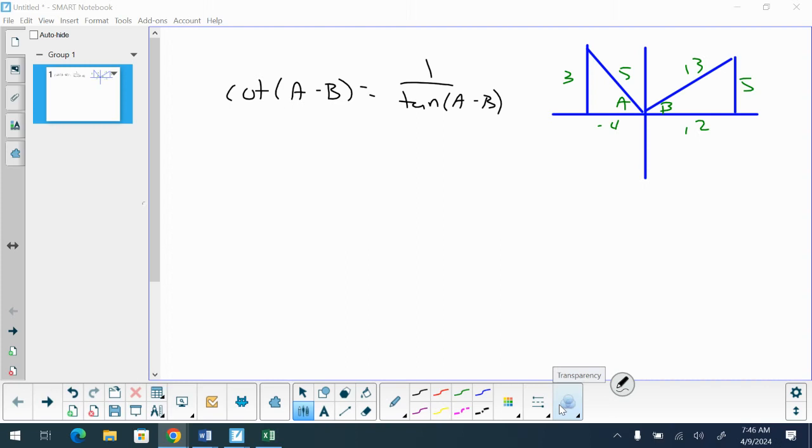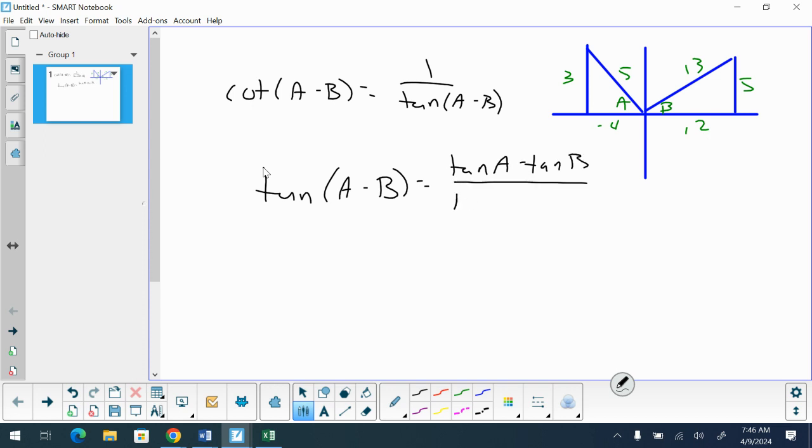So we find the tangent of A minus B, and then we reciprocate. So now we go to our formulas, and hopefully you have a nice sheet of formulas there that you're getting used to. Once again, hopefully you have transferred a sheet that you can use when it comes to test time. We have tangent of A minus B: tangent A minus tangent B over 1 plus tangent A times the tangent of B.